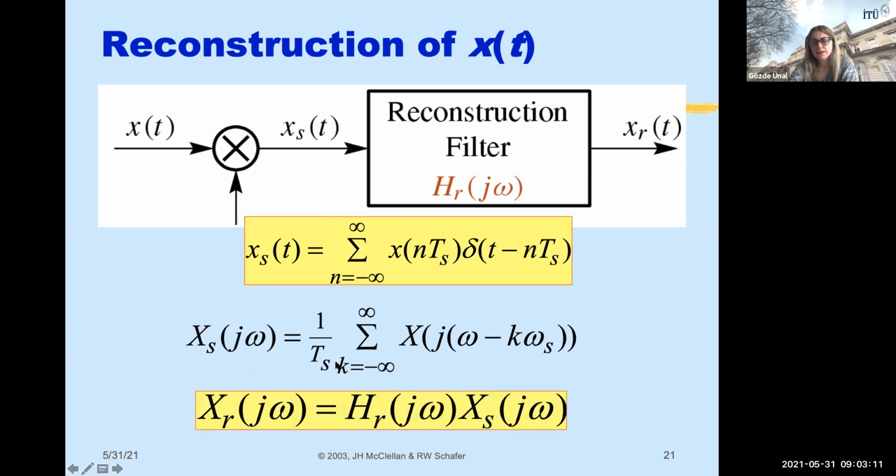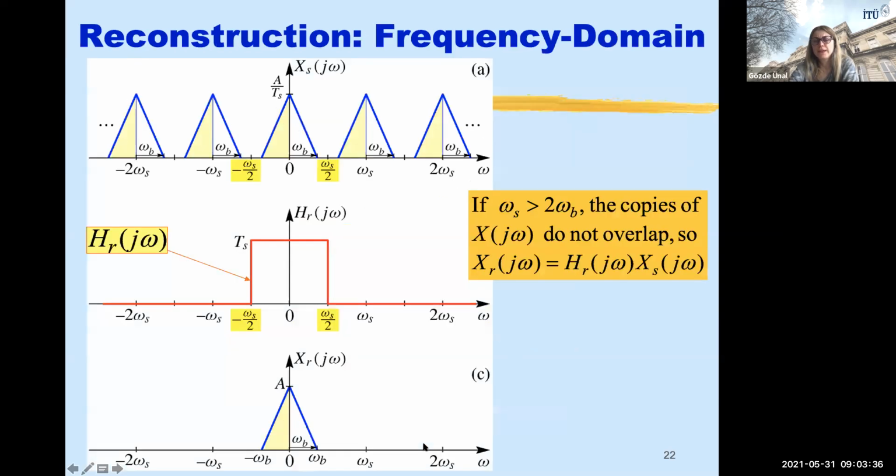Now, we will remember this. If this is a filter, we need a convolution in time domain, and that is a multiplication in frequency domain, right? So we need the frequency response of this filter. We will multiply it by our sampled signal spectrum, right? So this is H R of j omega that has to be designed to obtain our signal back. You see, this is the idea.